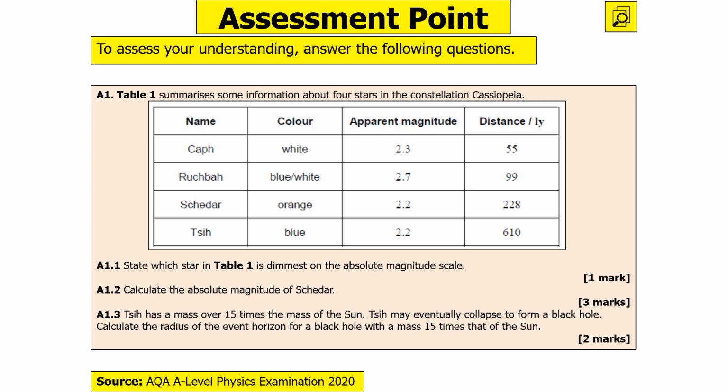Calculate the radius of the event horizon for a black hole with a mass 15 times that of the Sun. So pause the video now, then unpause the video when you want to go through your answer.